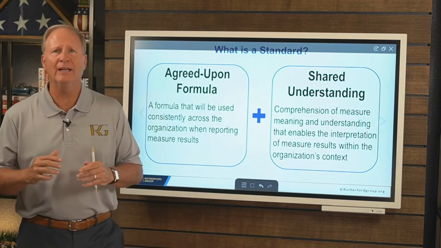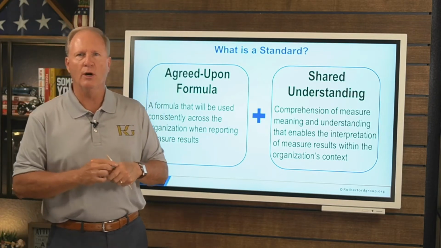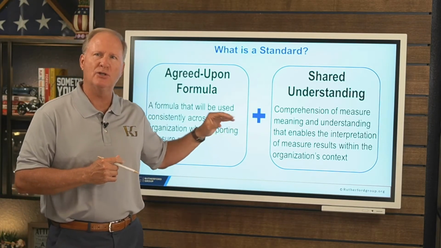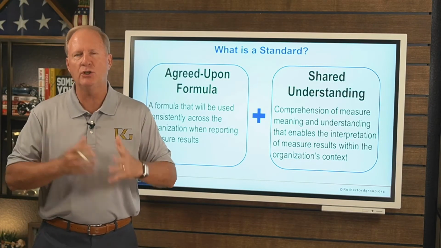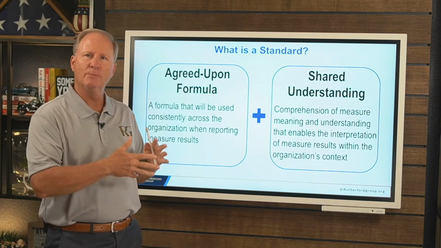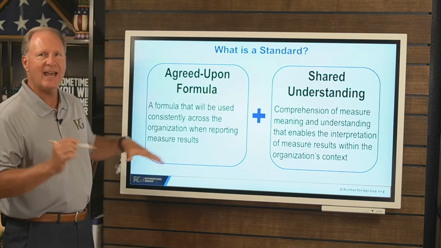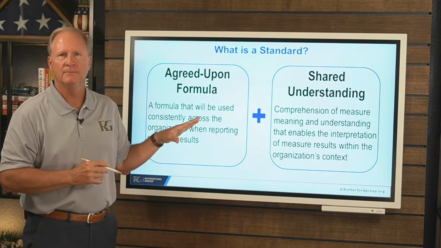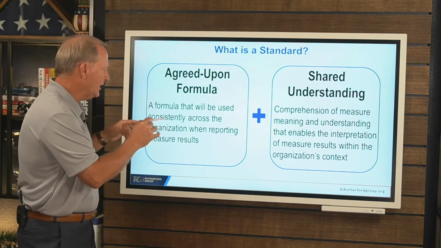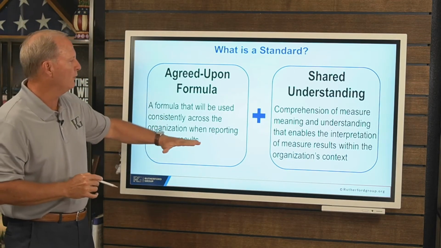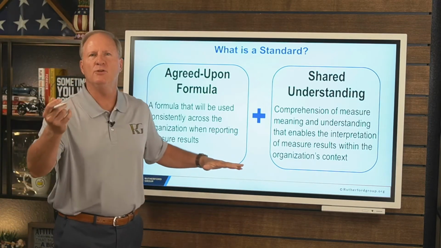And that here is really, so what exactly is a standard? In its simplest form, a measurement standard documents a formula to be used consistently and establishes a shared understanding of the measurement or metric meaning. So, two areas here. First is having an agreed upon formula. This is a formula that will be used consistently across the organization when reporting either measurement or metric results.